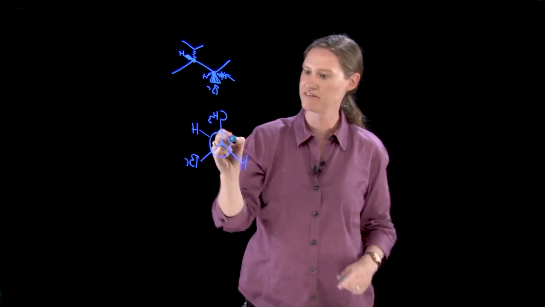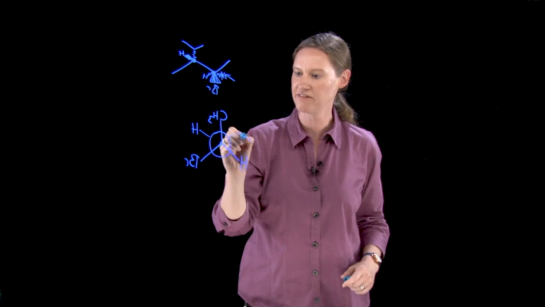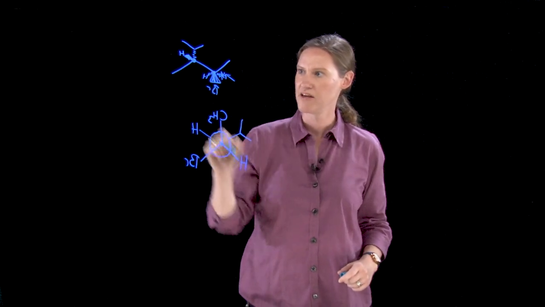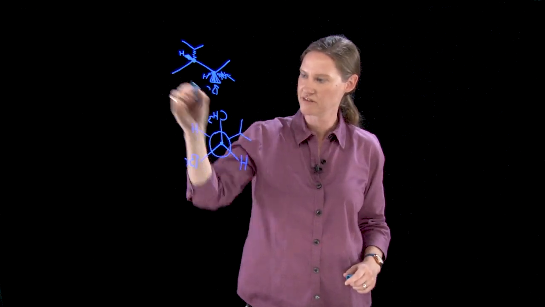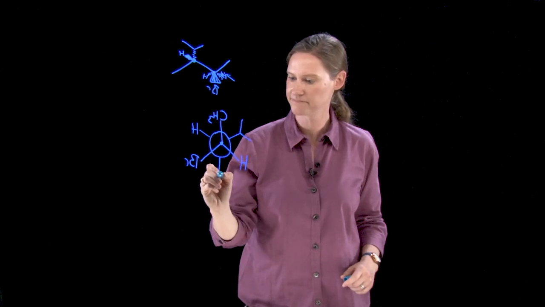Now that dash means it's going into the board away from me, and so it's on my left side. So on my left side, there goes an isopropyl. And then straight down, there goes a methyl.